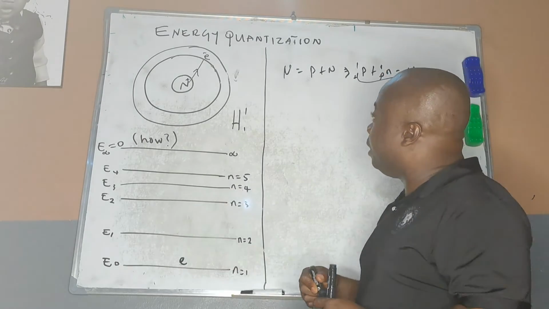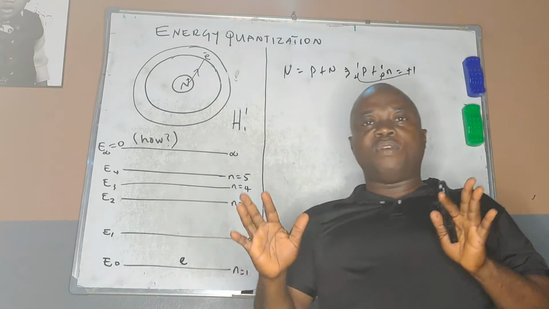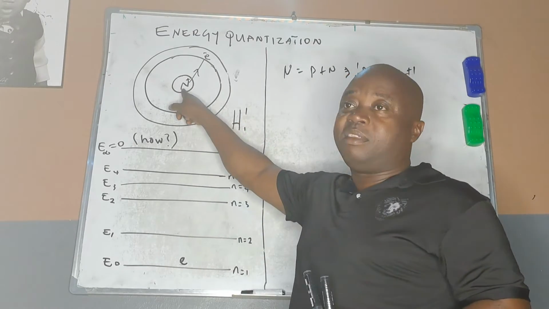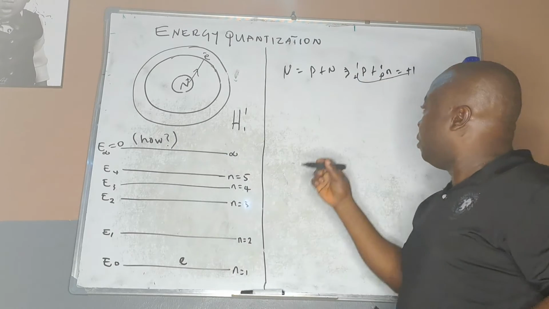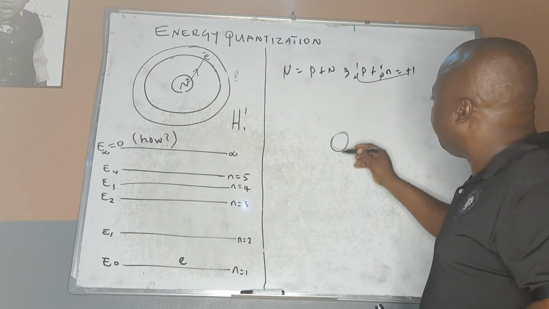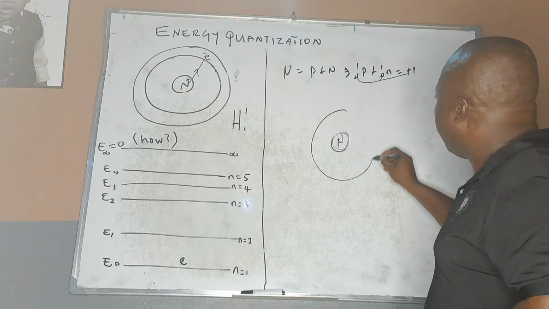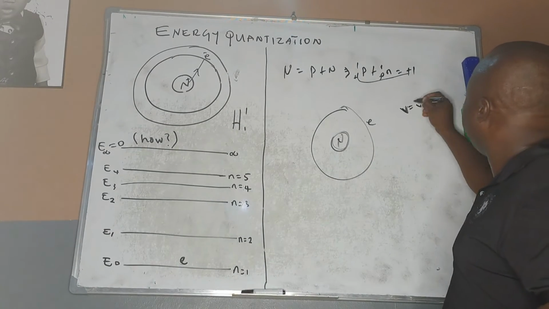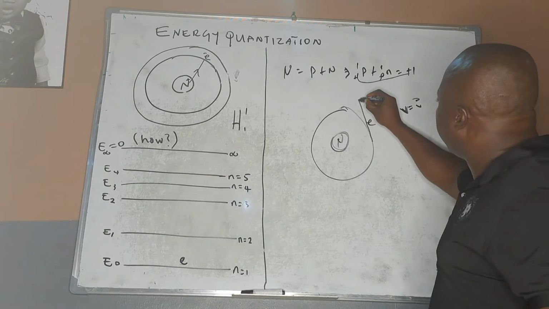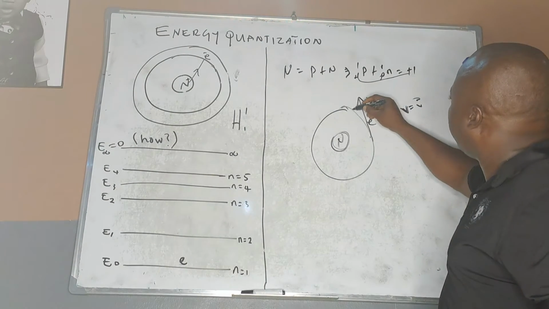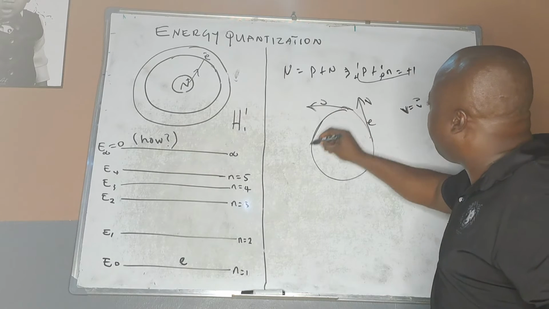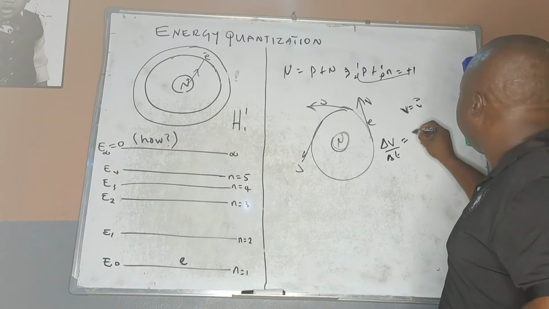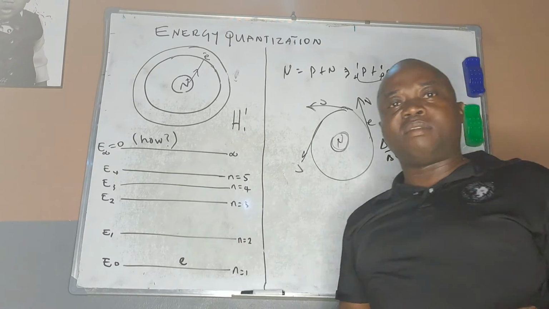Now, the quantized nature of its energy is the reason the electron does not spiral into the nucleus and disappear. Look at this. This is the nucleus, and the electron is moving. So it has a certain velocity v. The velocity is changing at this point, and at the other point. A change in velocity with time is acceleration. So the electron in the atom is accelerating.